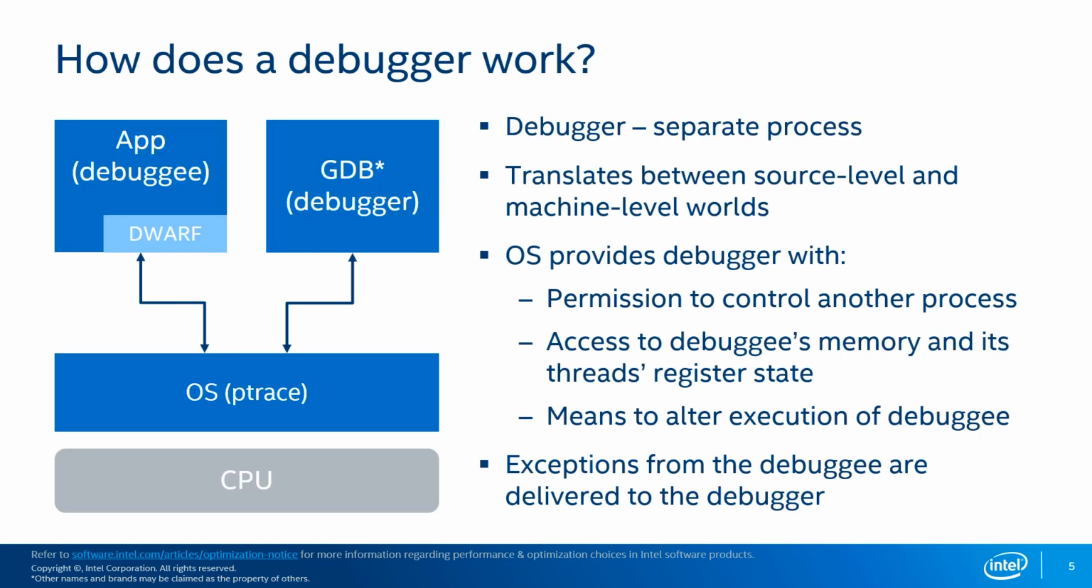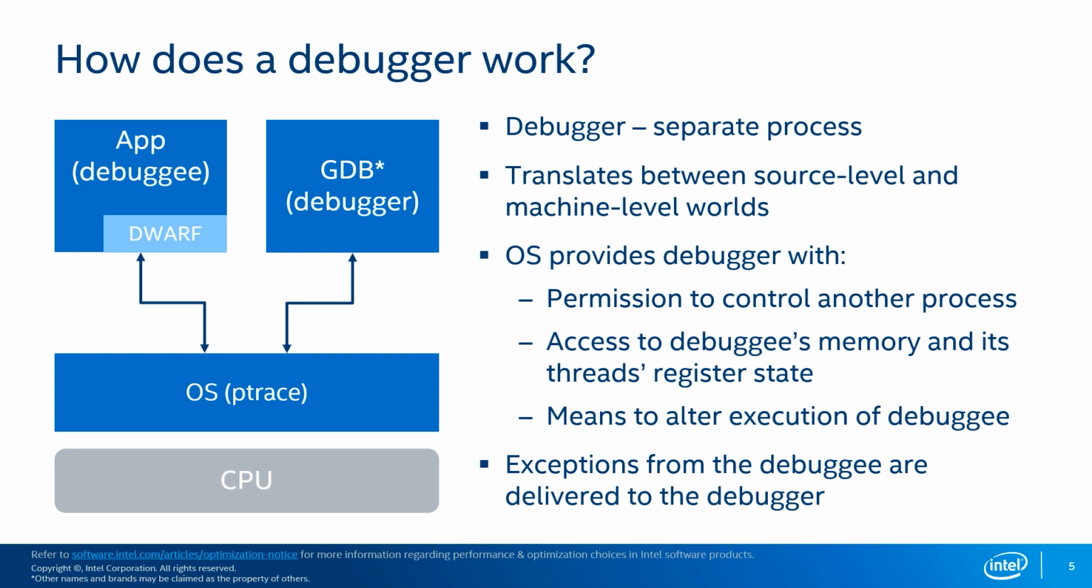Let's look at how a debugger works. A debugger is a separate process which attempts to translate between the source-level world of a user and the machine-level world of a program by using the debug information. For example, on Linux, GDB uses DWARF debug information. A debugger may attach to an already running process or it can launch a new process by itself. A debugger relies heavily on the operating system support. First of all, it is the operating system's responsibility to check that the debugger has enough permissions to control another process. Then the system allows the debugger to access the debugging process's memory and the register state of its threads. Furthermore, the system provides means to alter the execution flow of the debugging process.